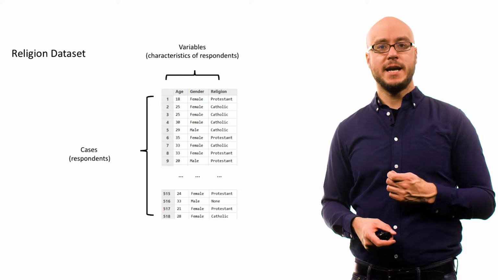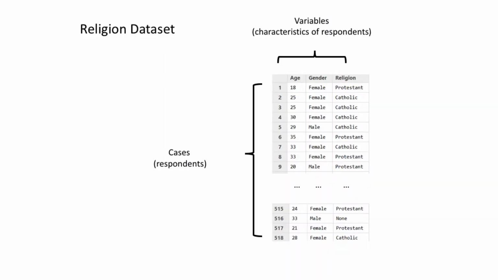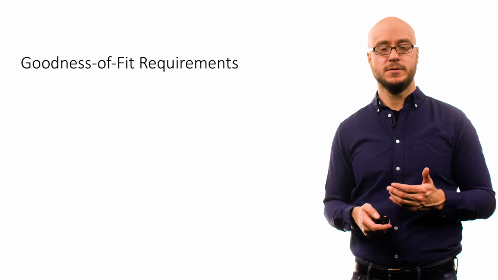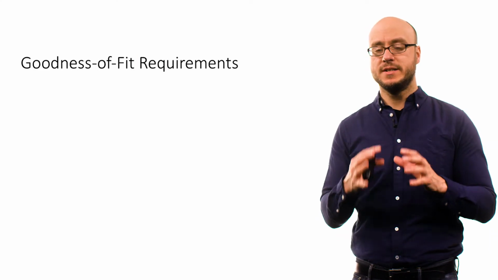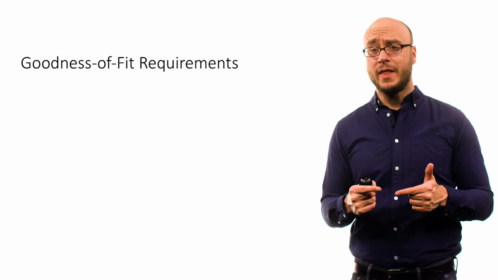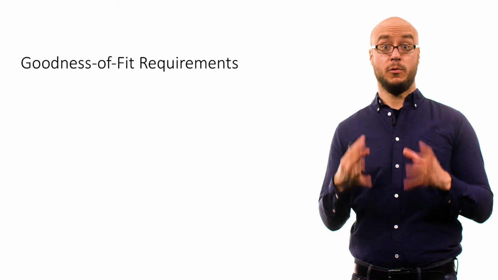This is a real data set in which we have characteristics of respondents in terms of their age, their gender, and their religion. The cases are different respondents, and this is a random sample from people living in the United States. When we subset to young people, the sample size is about 518 people. There are 518 rows. So we want to conduct a goodness of fit test using this data. But before we do that, we need to think about some of the requirements.